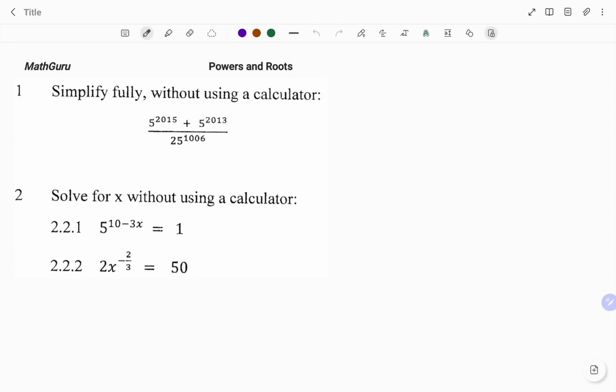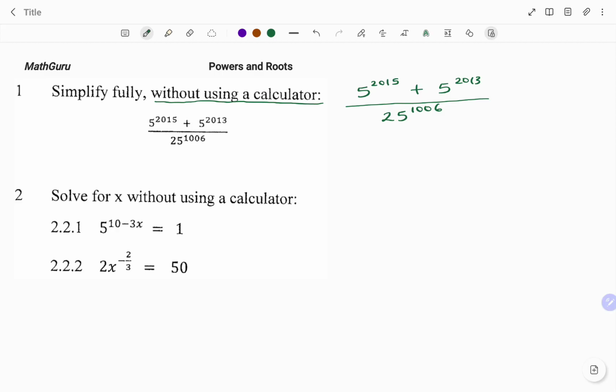In this video, I'm going to show you how to solve the following questions on powers and roots. In the first part, we have simplify fully without using a calculator. You must always take note of the statement without using a calculator. So what that means is I'm going to be applying various rules of exponents.